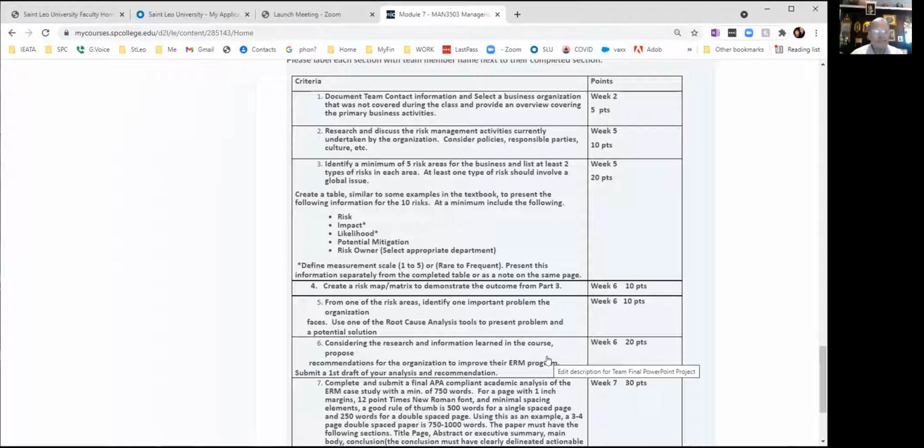And most of the organizations, you'll be able to access their risk management page, particularly for the larger corporations.